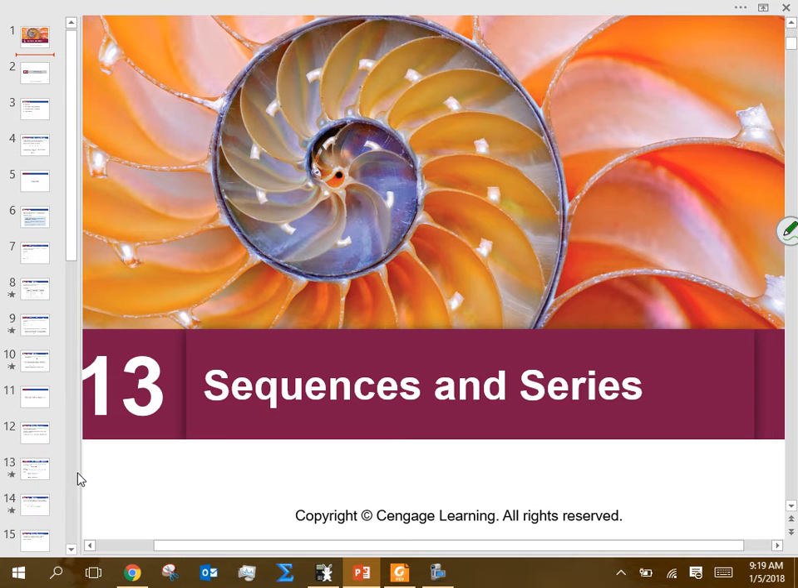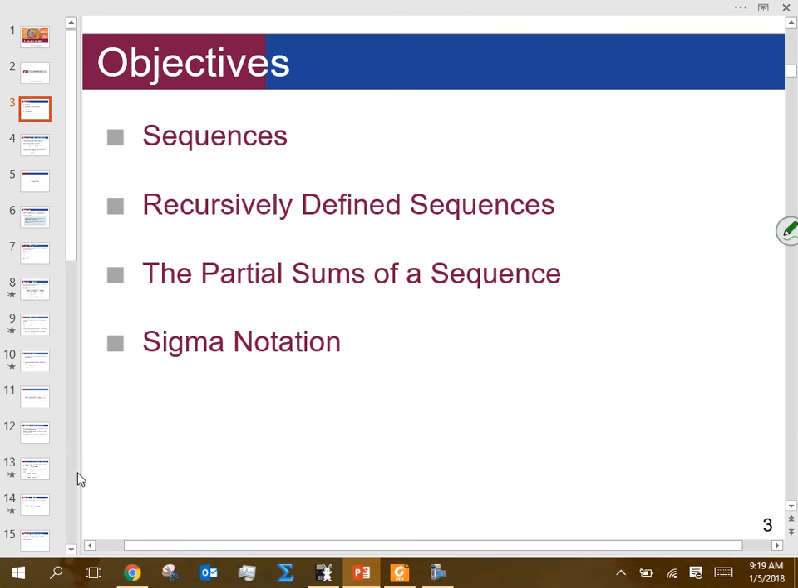Sequences and series are very similarly related. A sequence is simply a list of numbers, and a series is simply taking that list and adding them together. There are several different types. So today, basically what we learn in this course is stuff you've already talked about.